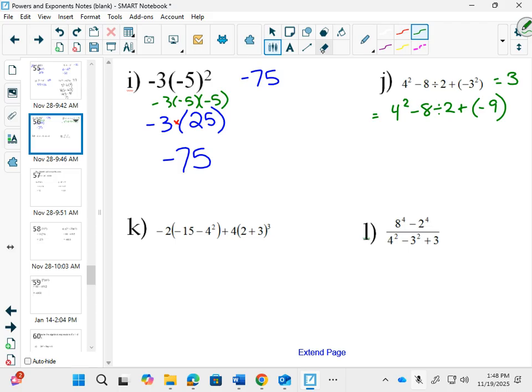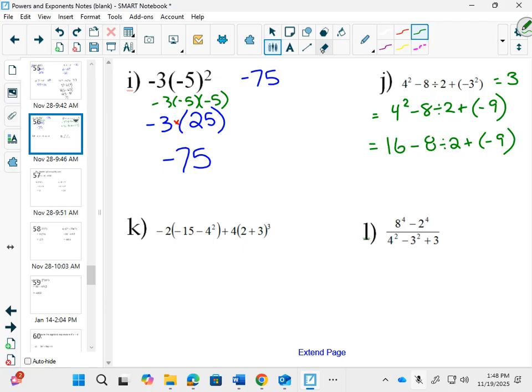Order of operations, do we have an exponent? Yes, we could do this 16. Notice how he's only doing one thing and then rewriting everything else. We always want the previous thing to equal the next thing. Okay, now I've done the exponent.